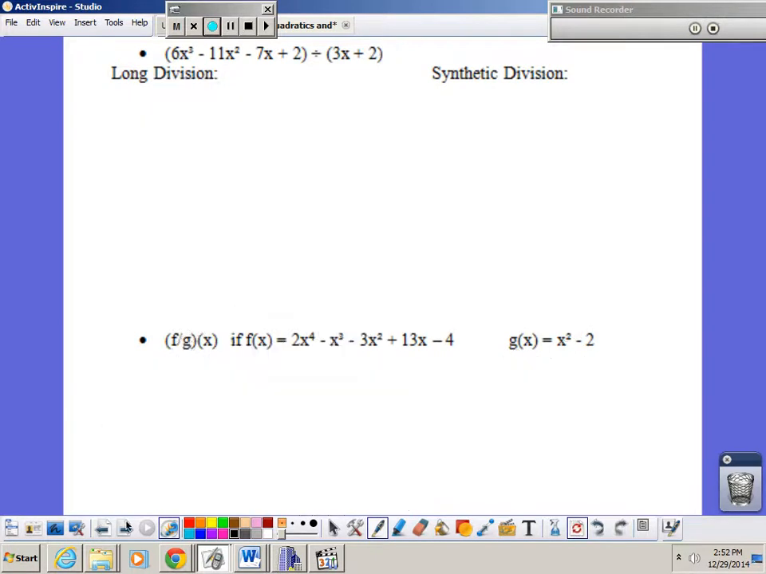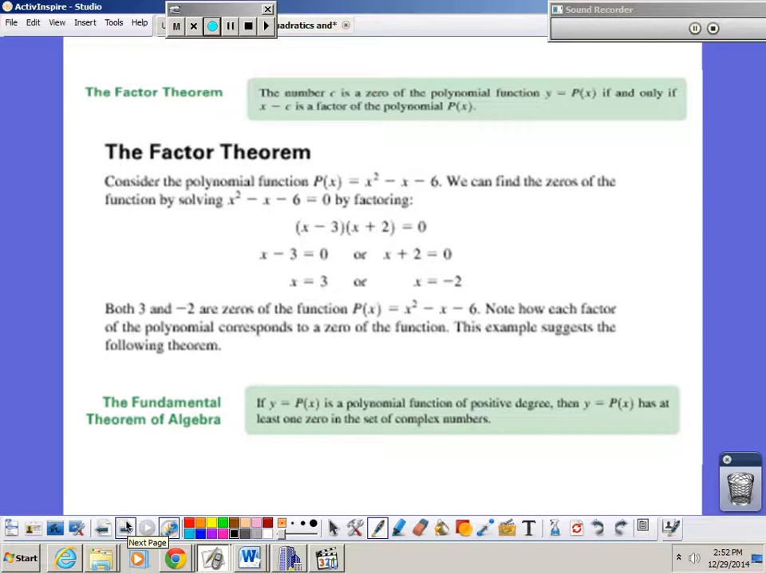Okay, so that was a review for us to get to this point. The factor theorem says that the number c is a 0 of the polynomial function y equals p of x if and only if x minus c is a factor of the polynomial. In other words, it means we can factor to solve for our zeros. And we've already been doing that previously.